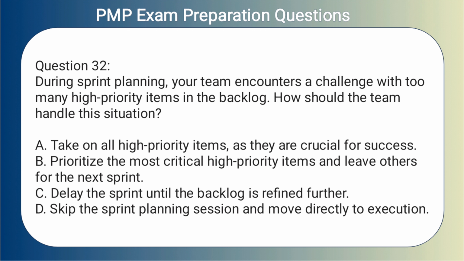Question 32. During sprint planning, your team encounters a challenge with too many high-priority items in the backlog. How should the team handle this situation? A. Take on all high-priority items, as they are crucial for success. B. Prioritize the most critical high-priority items and leave others for the next sprint. C. Delay the sprint until the backlog is refined further. D. Skip the sprint planning session and move directly to execution.